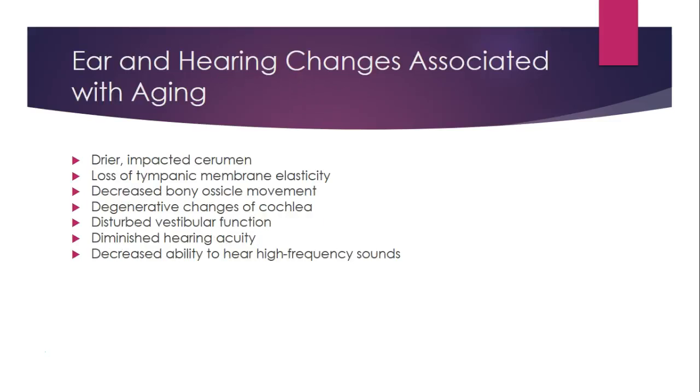So changes associated with aging, you're going to get drier, more impacted earwax. You're going to have a loss of tympanic membrane elasticity and movement of the ossicles, so that's going to decrease your auditory ability. We're also going to see some changes of the cochlea, vestibular function, and hearing acuity. Also tend to have a decreased ability to hear high frequency sounds.